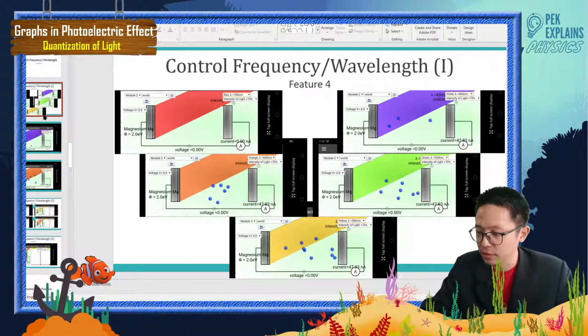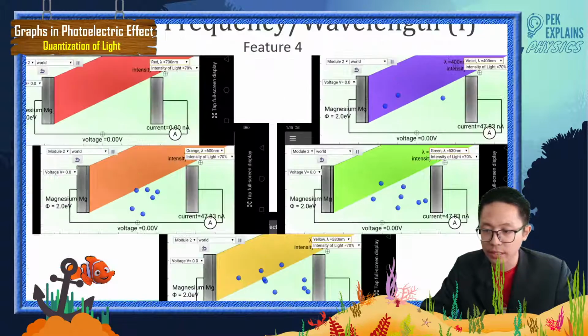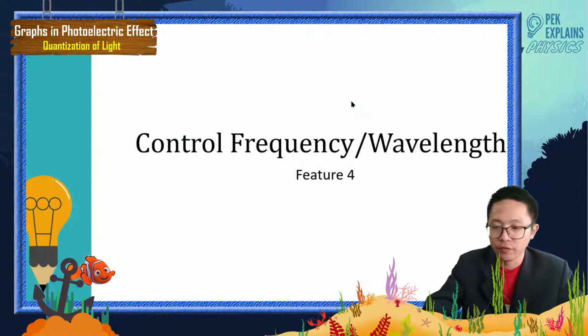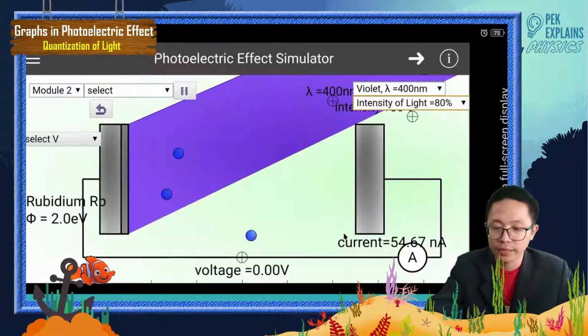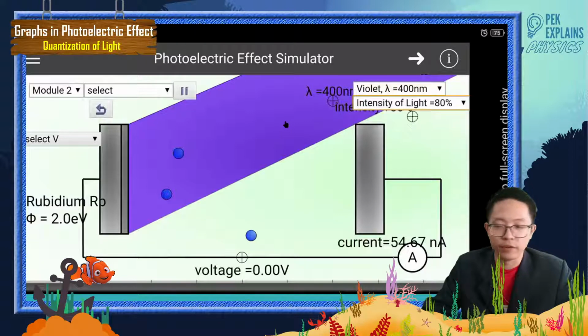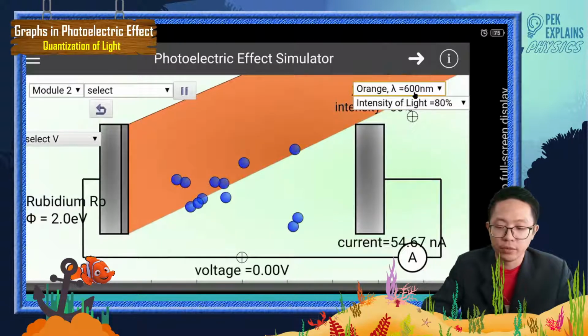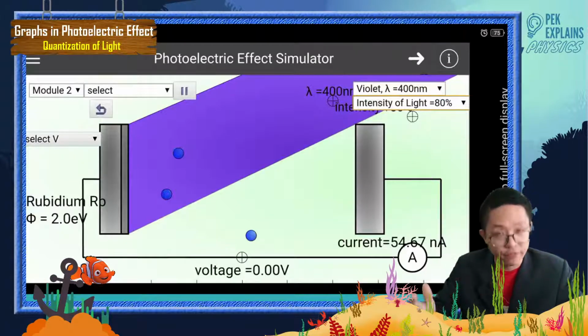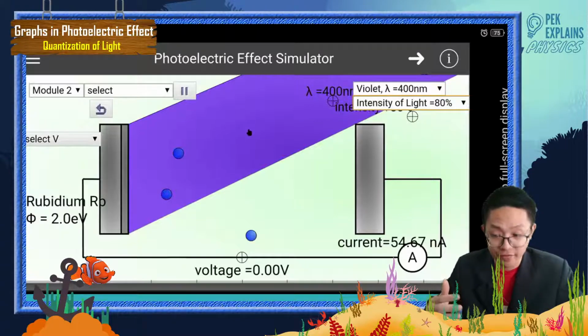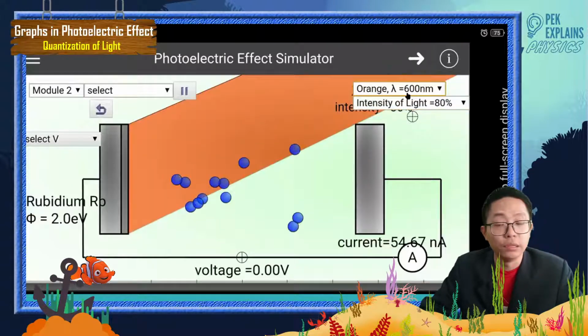All right, look at this one. I have different colors. This is about frequency and wavelength. Here I have a violet light, and also an orange light. This one has a smaller wavelength. Low wavelength means high frequency. This one is high frequency, and this one has a long wavelength.